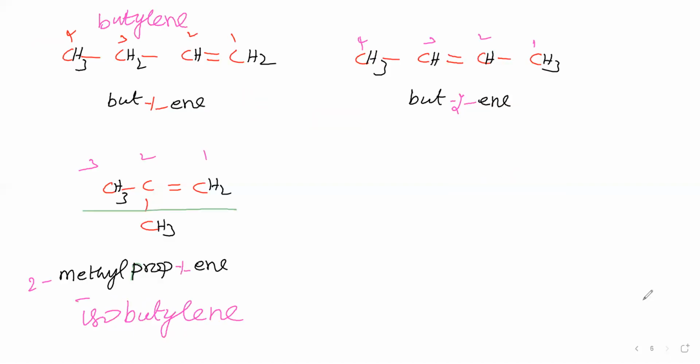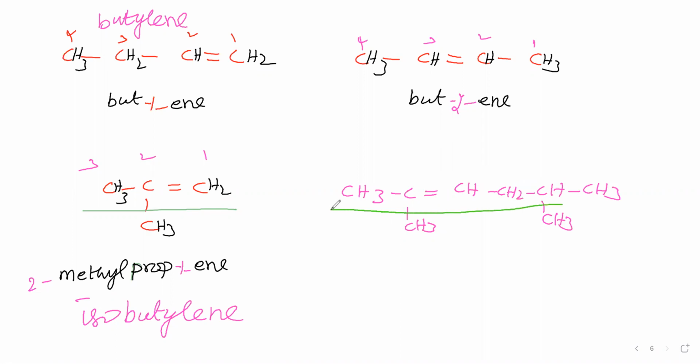Okay. Next we will take some other compounds. We will take a compound like this: CH3, C, CH3, double bond, CH, CH2, CH, CH3, CH3. We have taken a compound like this. For this compound, let us select the main parent. We have selected the main parent. Next, we will give the numbering.